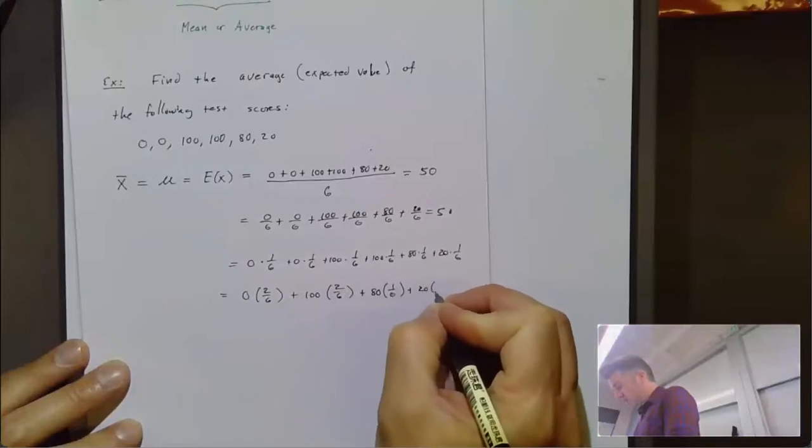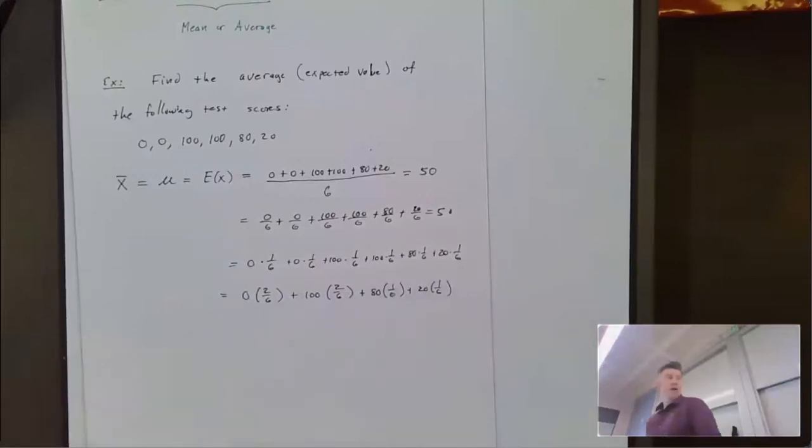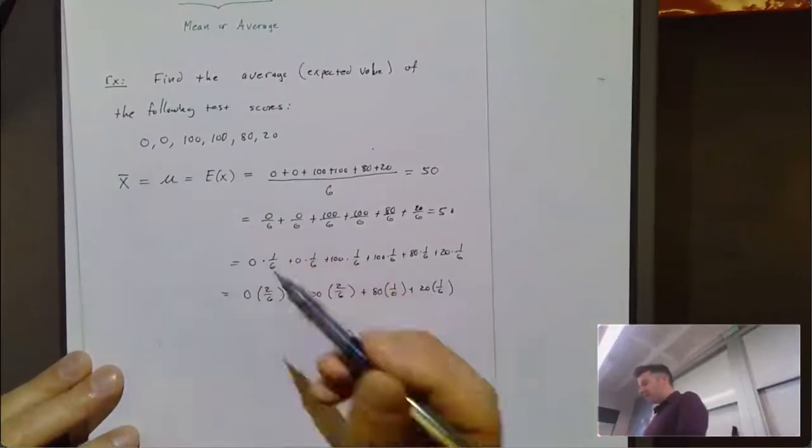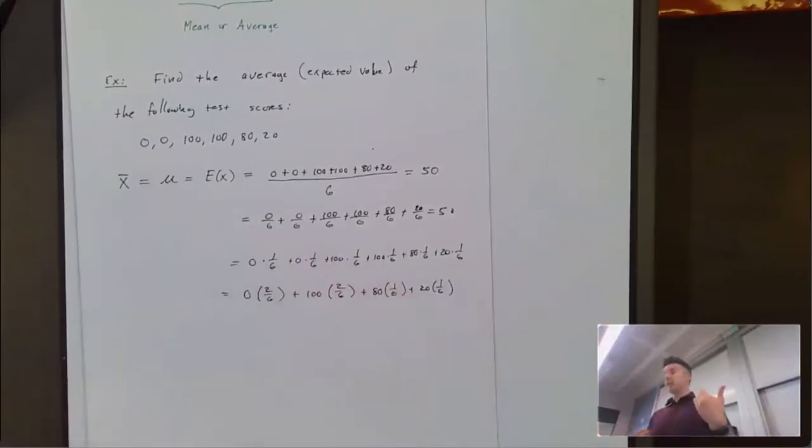plus 20 times 1/6. The reason we think about it this way is because a lot of the time, not each event or each score is equally probable. So when we're calculating an expected value, the more general way of calculating it is to take each value and multiply it by the probability of seeing that value.